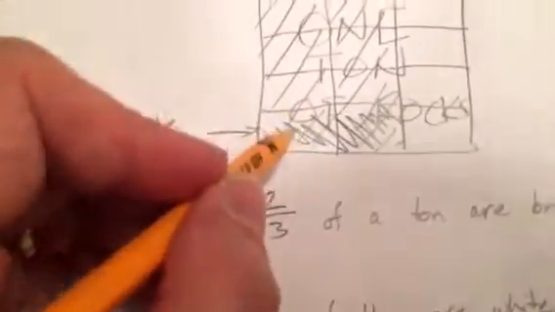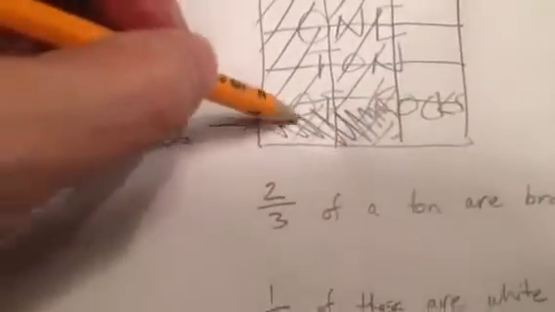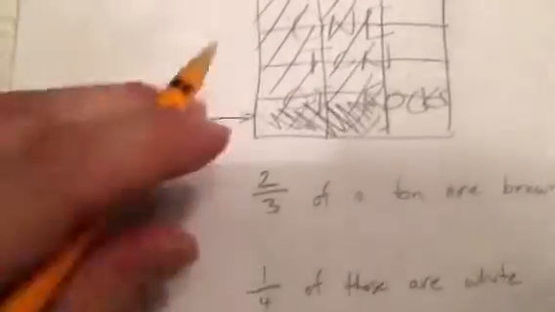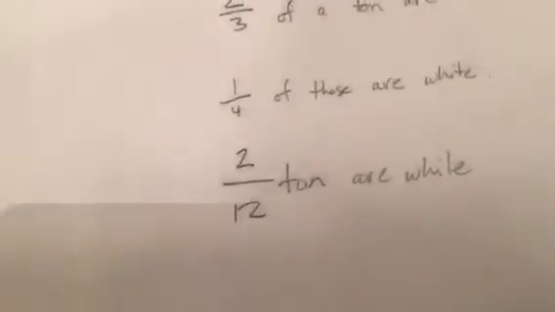Well, if I had imagined that that third that we didn't buy originally was also cut into the same size pieces, now I can see that we've got 2 out of these, 1, 2, 3, 4, 5, 6, 7, 8, 9, 10, 11, 12 pieces. So technically, 2 out of 12, or 2/12 of a ton of the rocks are white. If you know how to simplify, you know that you could also name this 1/6 of a ton are white.